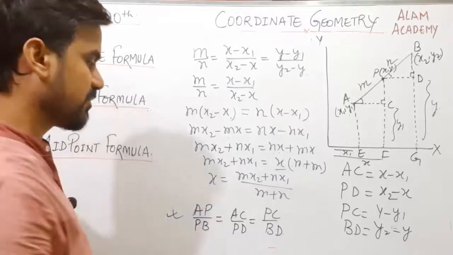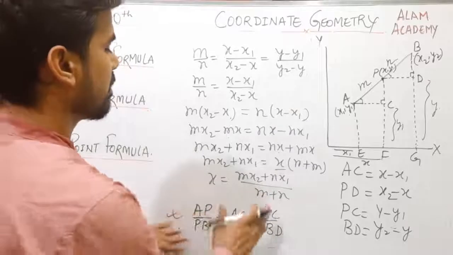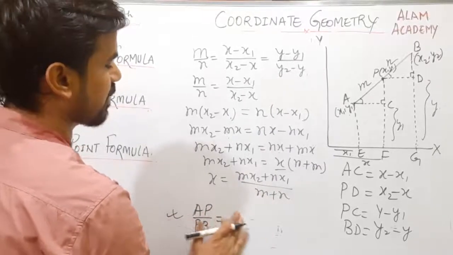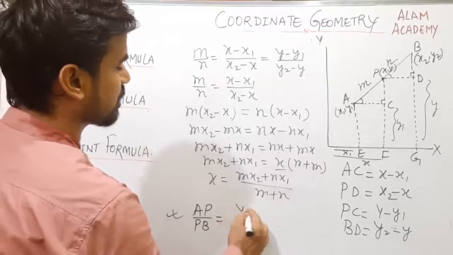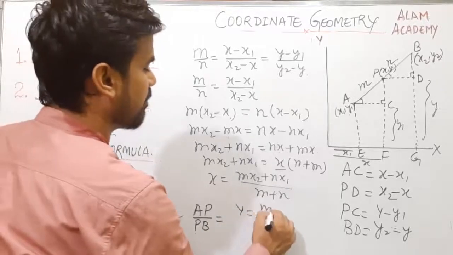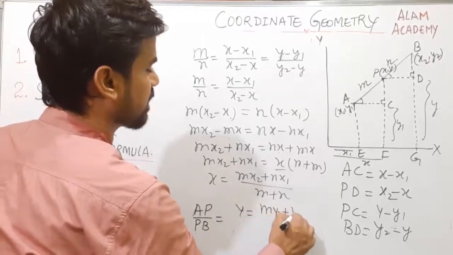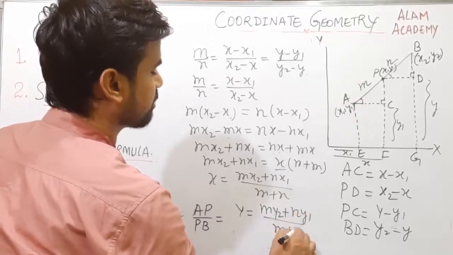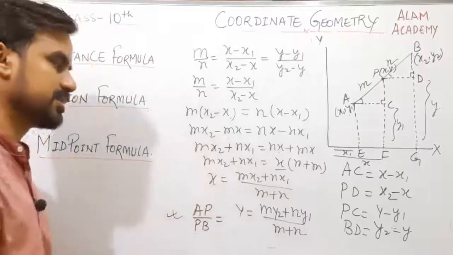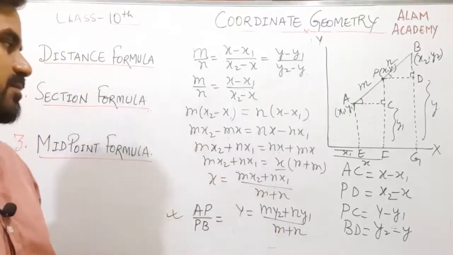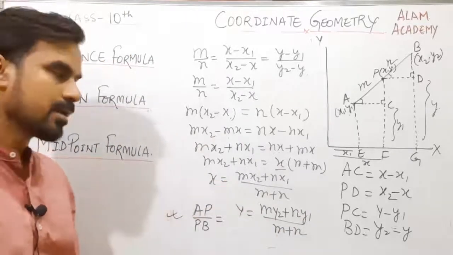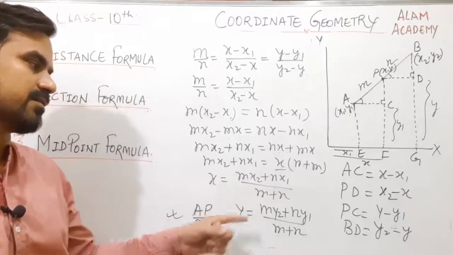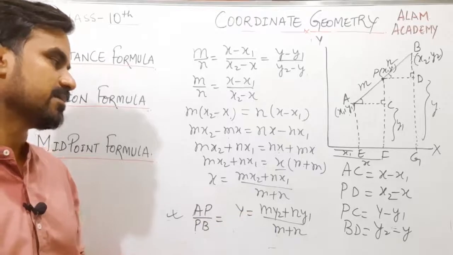Similarly, we can find out the value of y also. So we can write the value of y equals (my2 plus ny1) by (m plus n). So the value of x we have got is (mx2 plus nx1) by (m plus n), and the value of y is equal to (my2 plus ny1) by (m plus n).